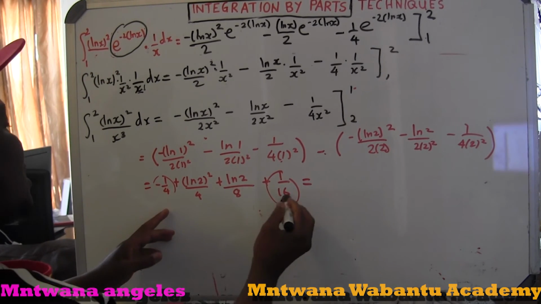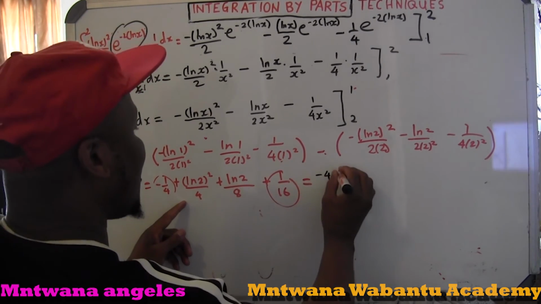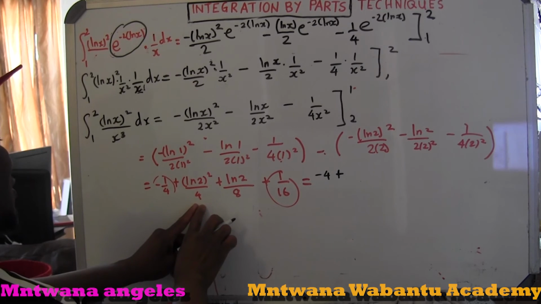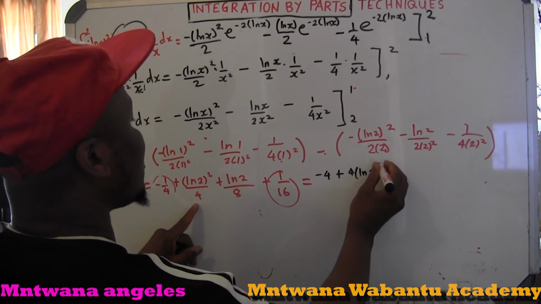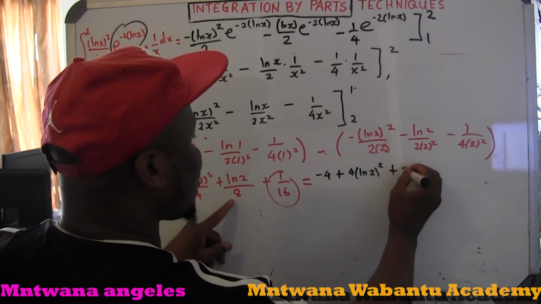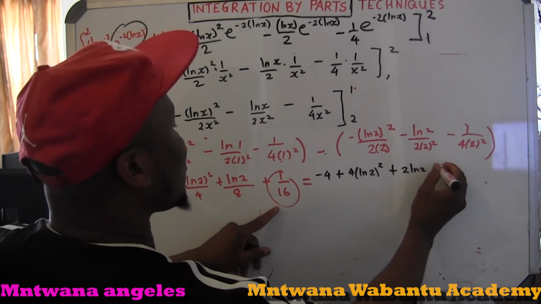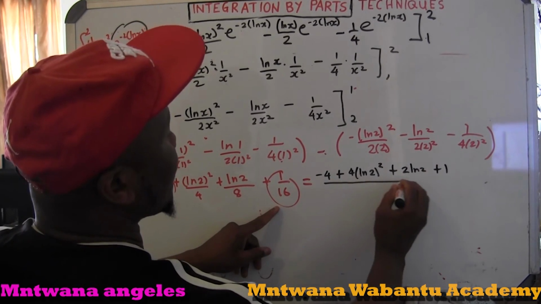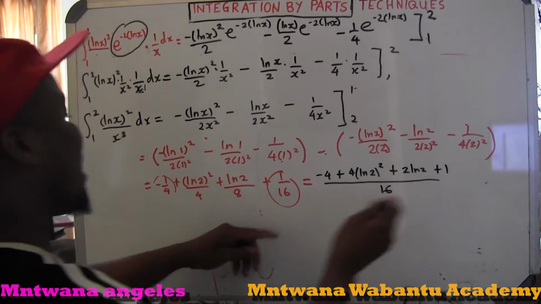So 16 divided by 4 is 4, and 4 times 3 is going to be negative 4. Now plus 16 divided by 4 equals 4, and 4 times 4 is going to be 4 ln 2 squared. Now plus 16 divided by 8, 2 times the top one is going to be ln of 2. And 16 divided by 16, 16 times 1 equals 1. The common denominator is 16 now. Negative 4 plus 1 equals negative 3.